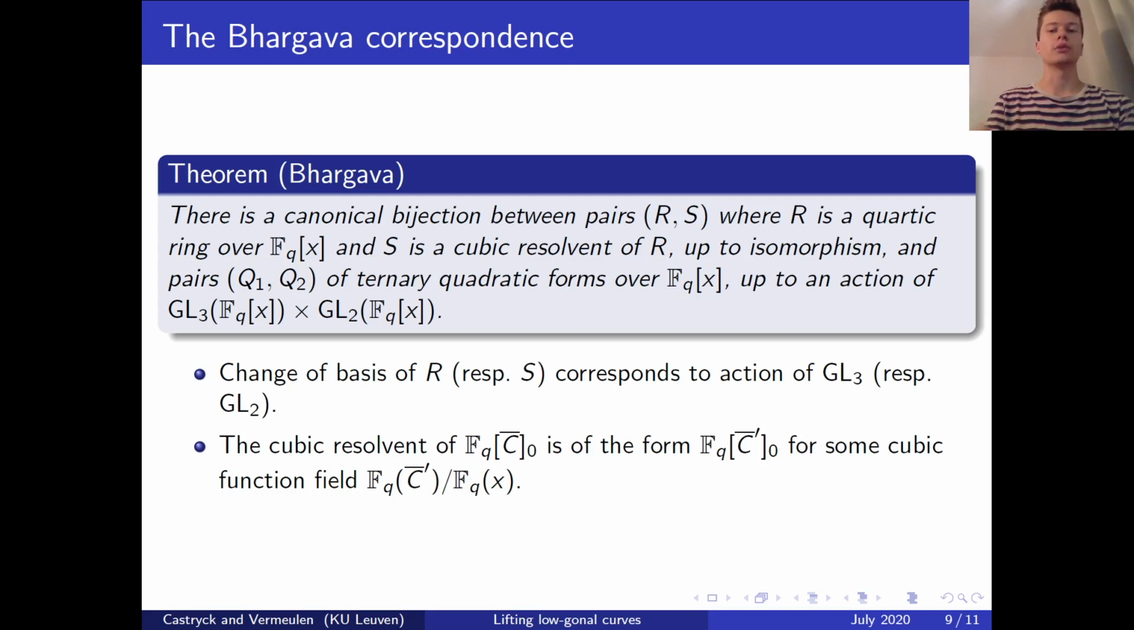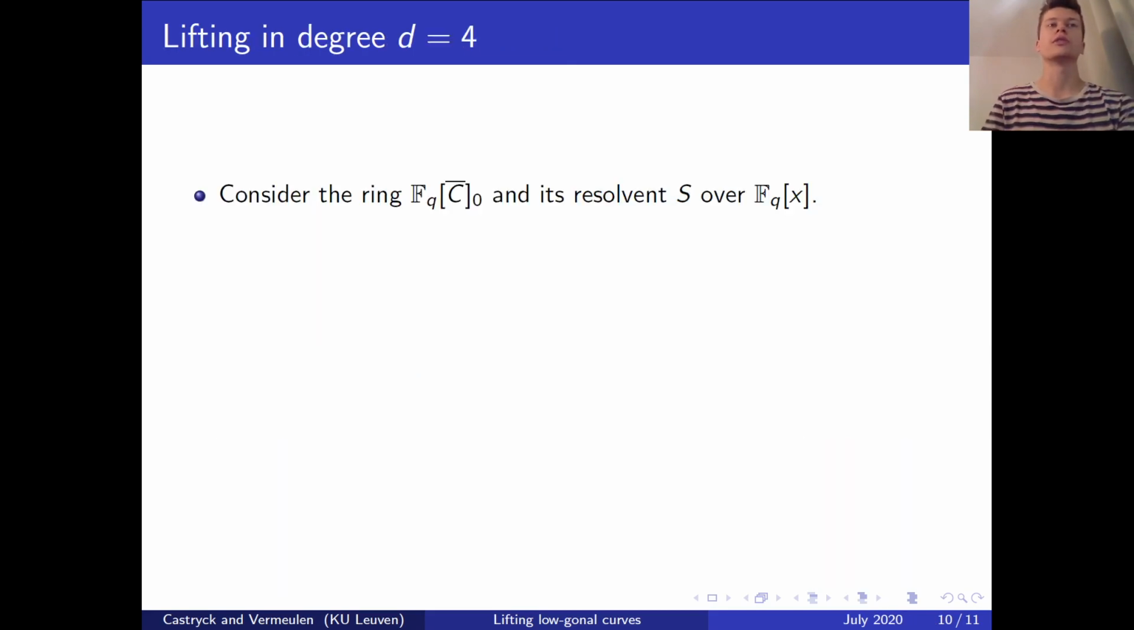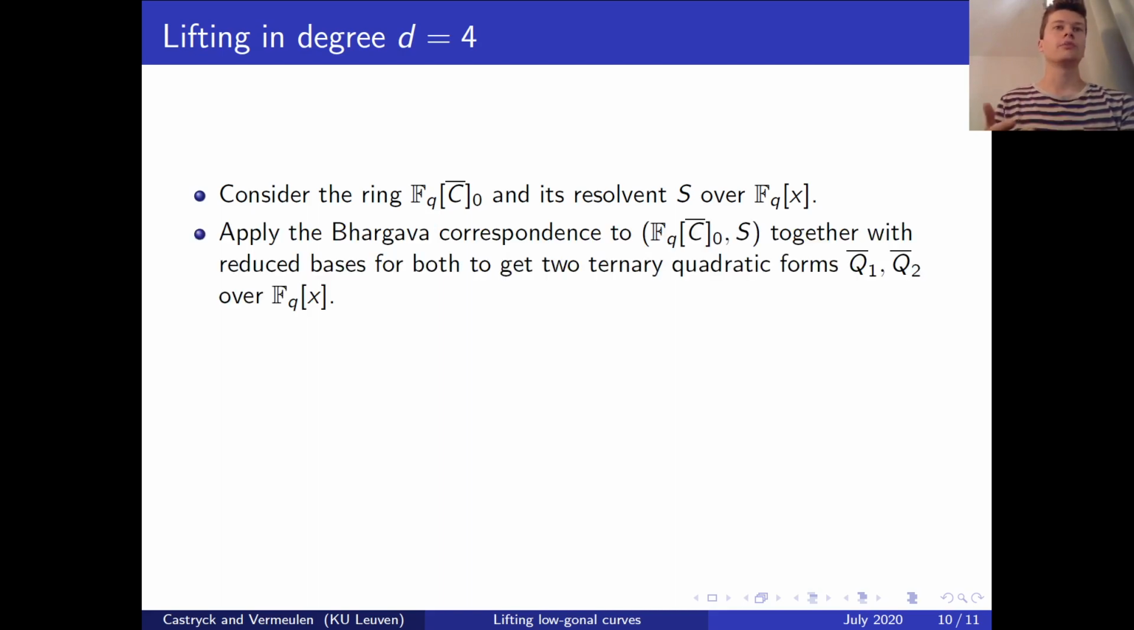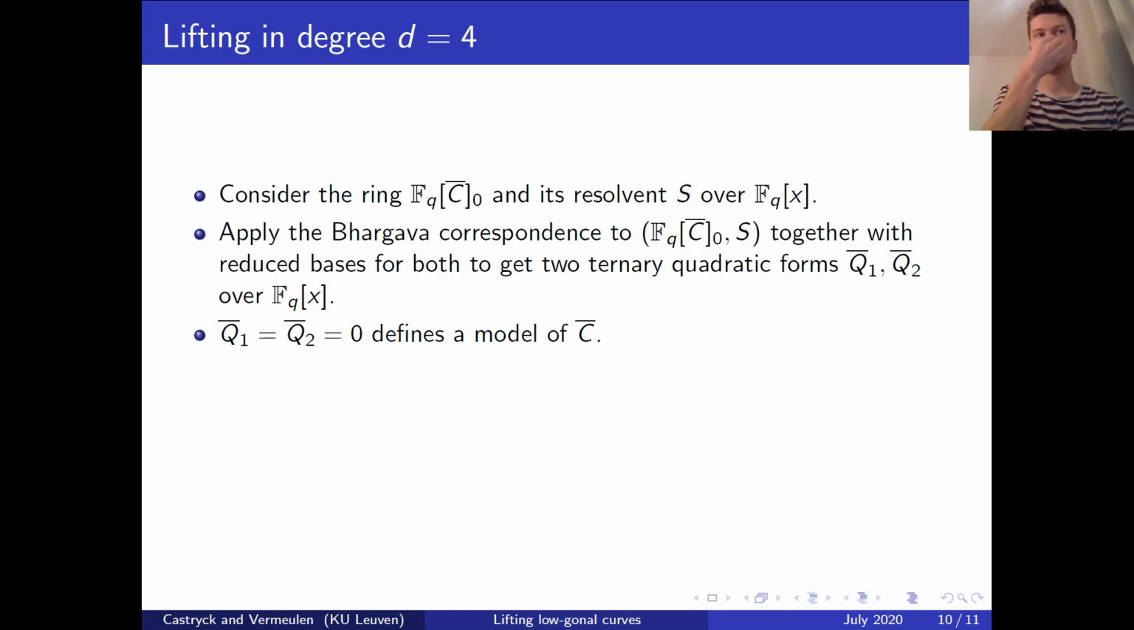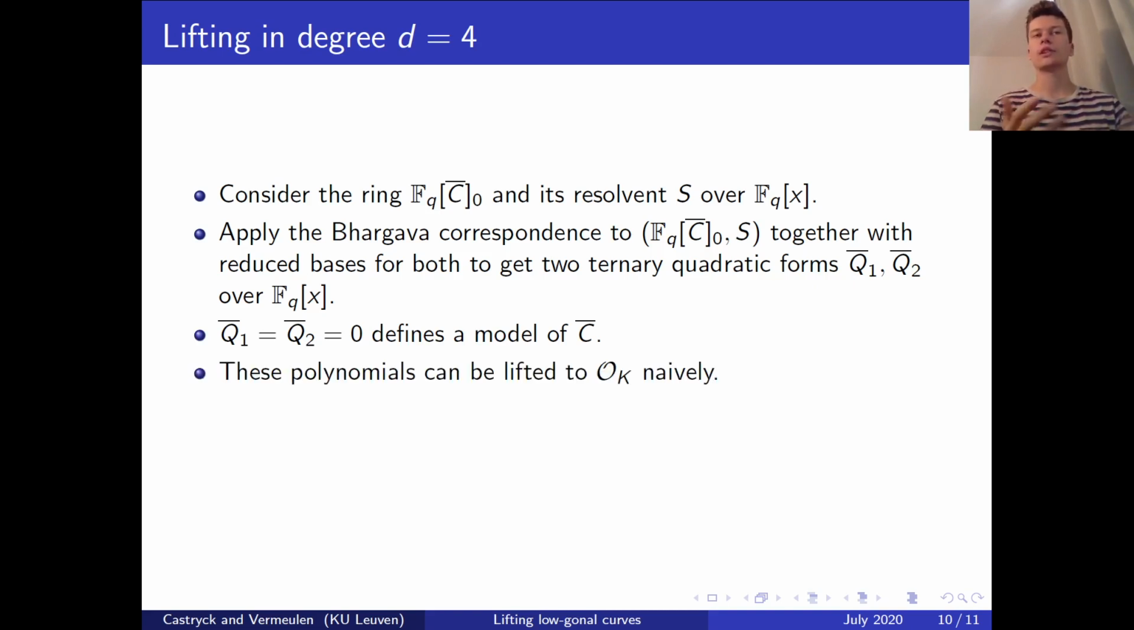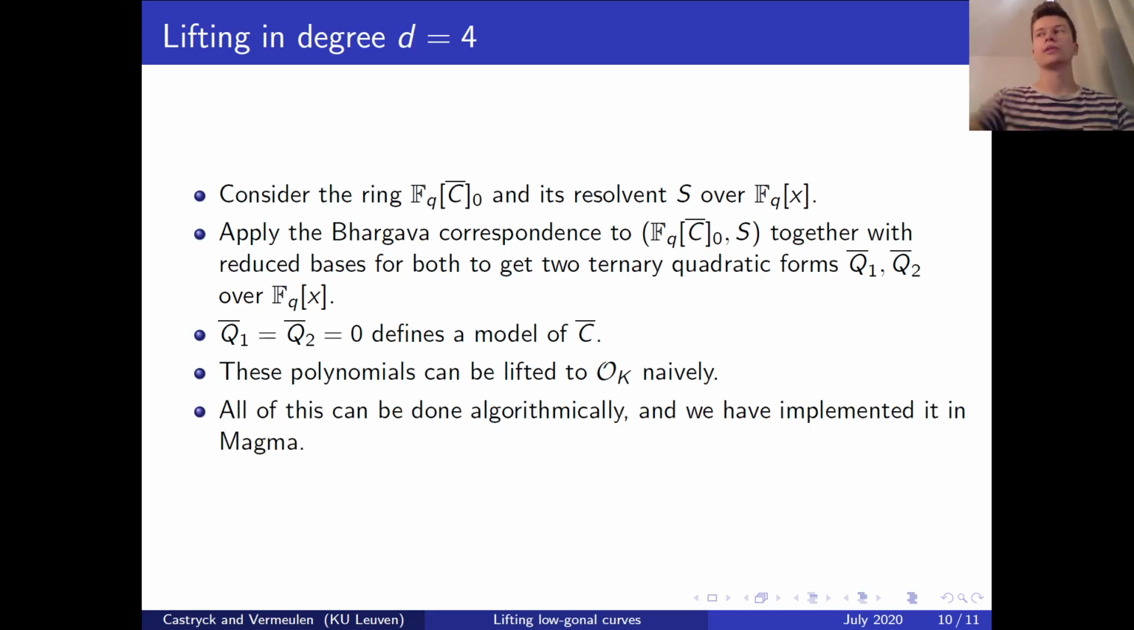Okay, so how are we going to lift the curve now? Well, we will consider this ring FQ[C bar 0] and its resolvent, which was of the same shape. So then we take reduced bases for both of them, and we apply this Bhargava correspondence, and we get 2 ternary quadratic forms over FQ[x]. And now we have exactly the same thing. If you look at the vanishing locus of both of them, then this defines a model of the curve C bar, and this is exactly the model we had before with these slanted Newton polytopes, so you can lift them to O_K naively. And again, all of this can be done algorithmically, and we have implemented it in Magma.